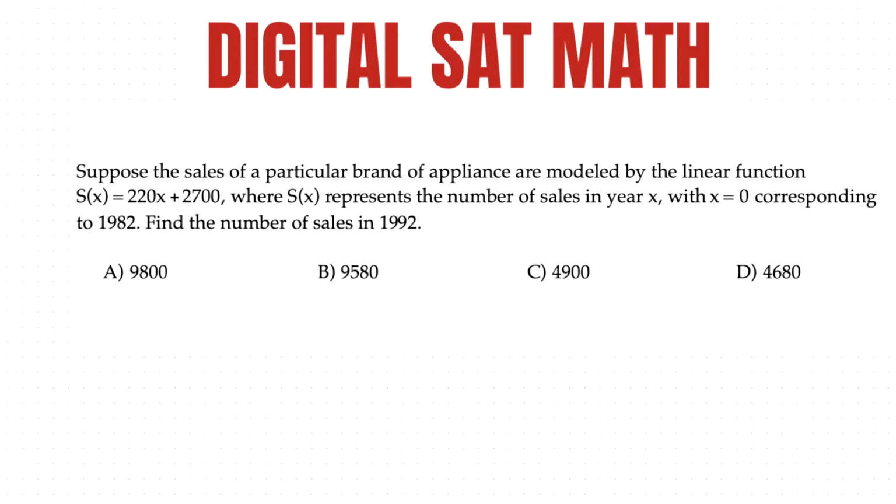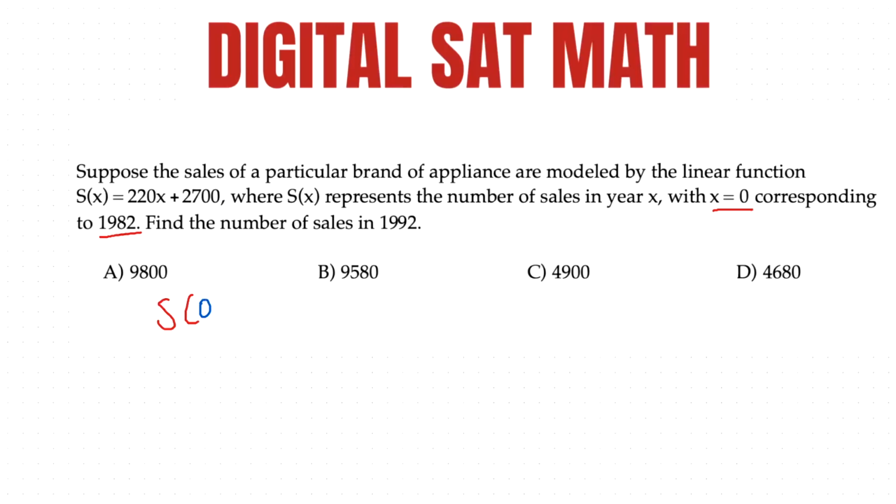220x plus 2700. This part of the question is crucial. It says when you put 0 for the value of x, you will get the sales number of 1982. So let's go ahead and find the sales numbers in 1982. For that, I'm going to put S of 0. Let me put the value of x in a different color again, blue.